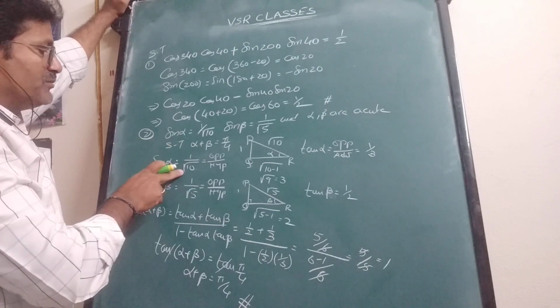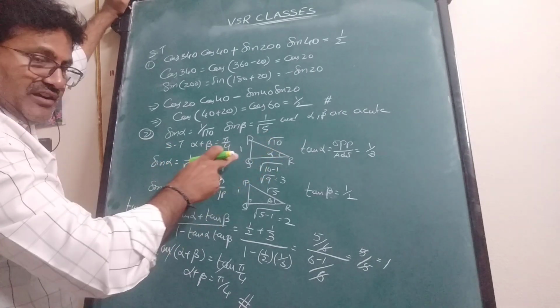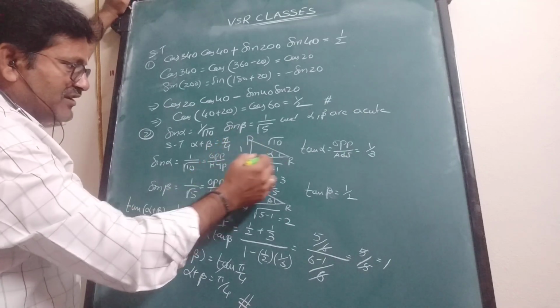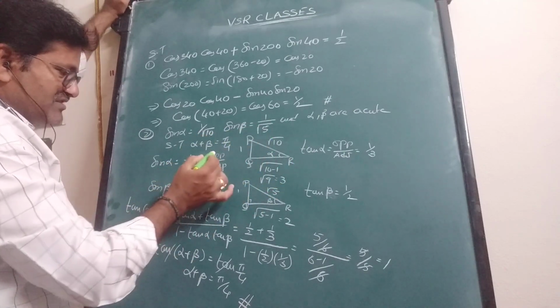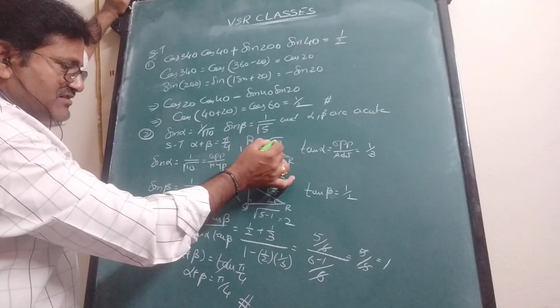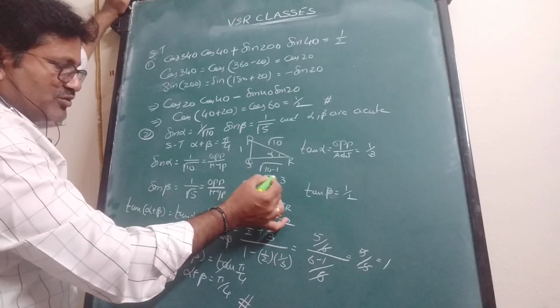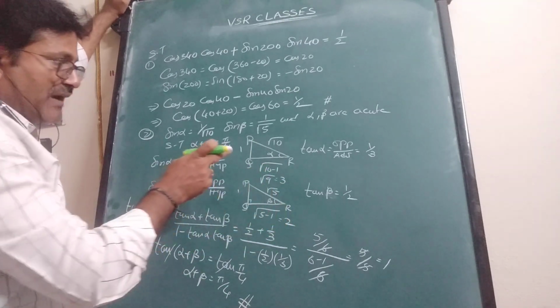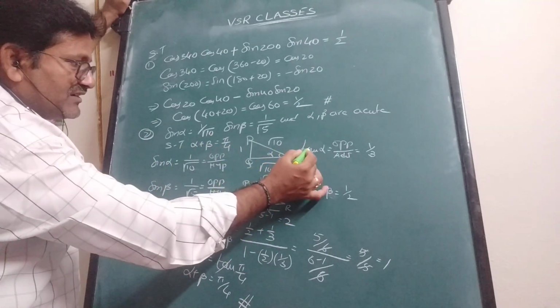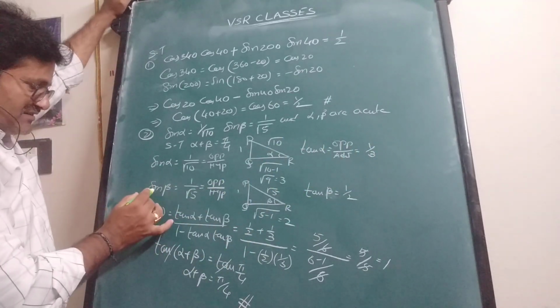Sin alpha is equal to 1 by root 10 and sin beta is equal to 1 by root 5. If you take the triangle PQR, sin is opposite side by hypotenuse. So the opposite side is 1 and the hypotenuse is root 10. The adjacent side is root of 10 minus 1, that is root 9, which is equal to 3 according to Pythagoras theorem. Now we got tan alpha is equal to opposite side by adjacent, which is 1 by 3.